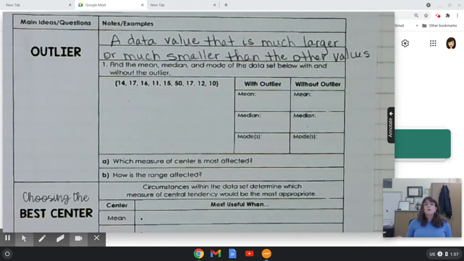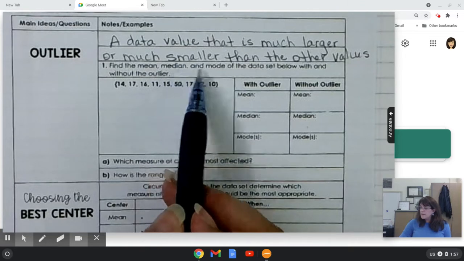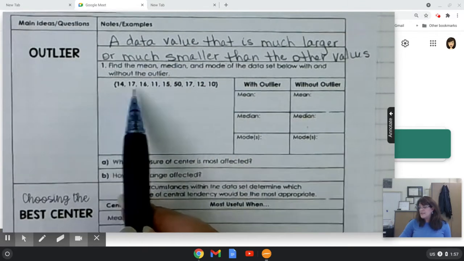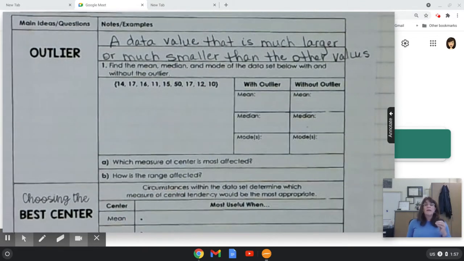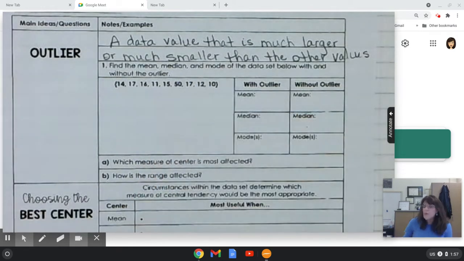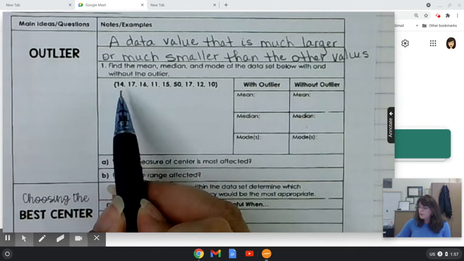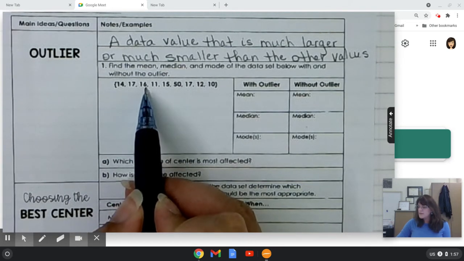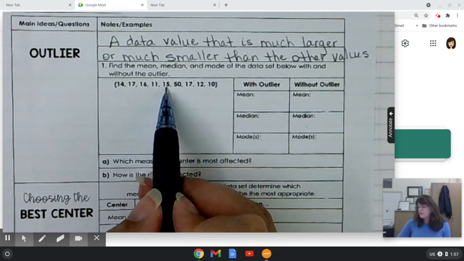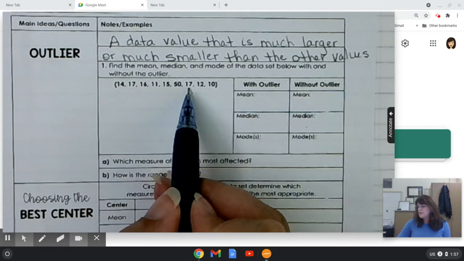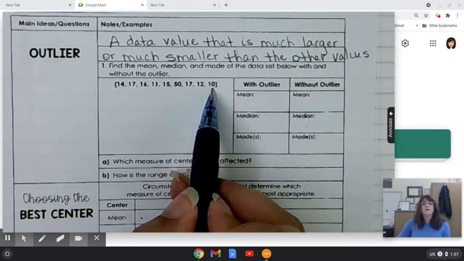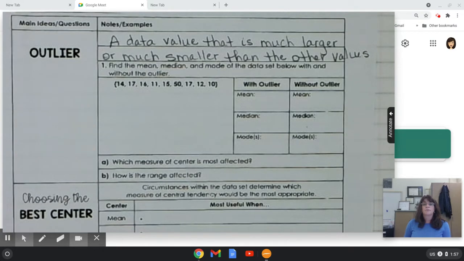Okay. So we're going to find the mean, the median, and the mode of this data set and look at it with an outlier and without. Okay. So first we have to identify the outlier. Which of these numbers is weird? 14, 17, 16, 11, 15, 50, 17, 12, 10. Well, what's 50 doing there?